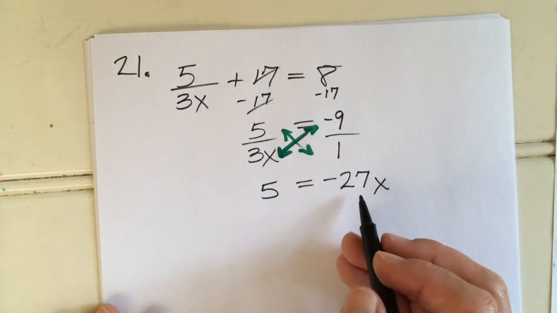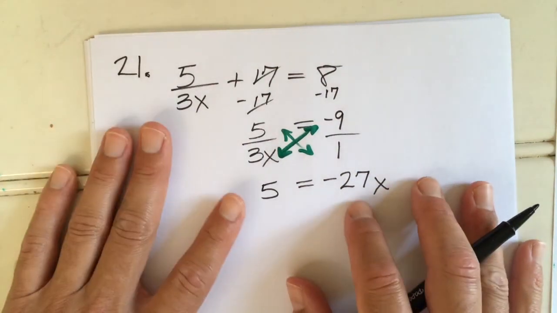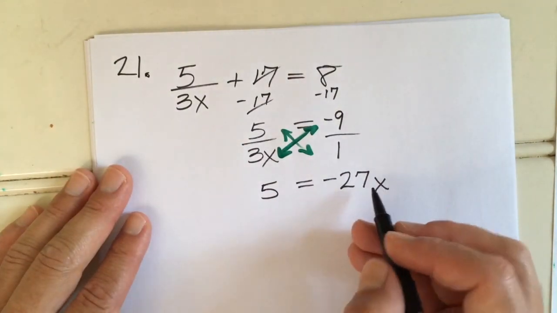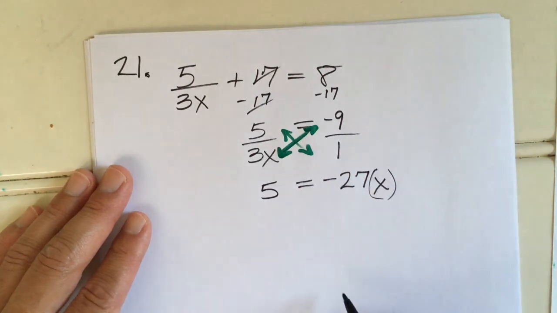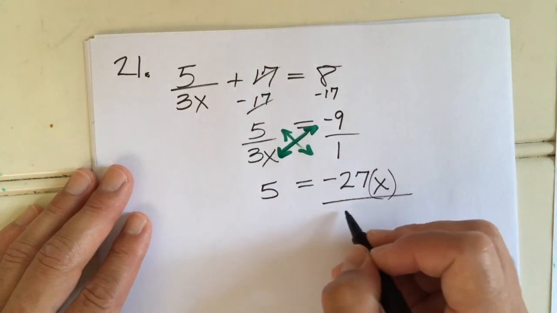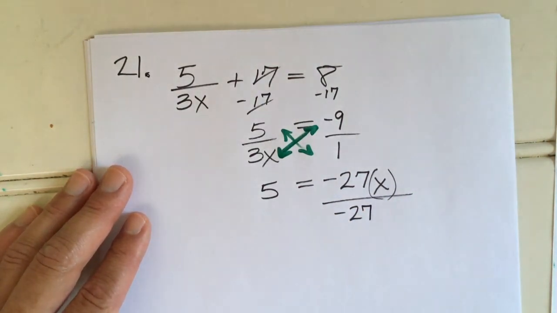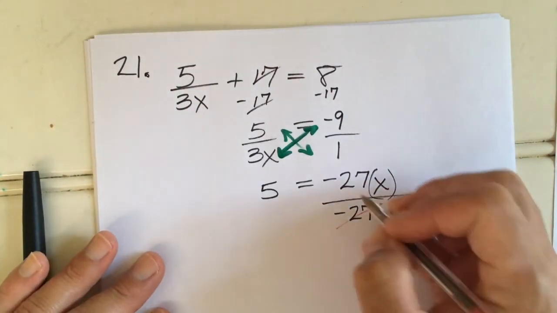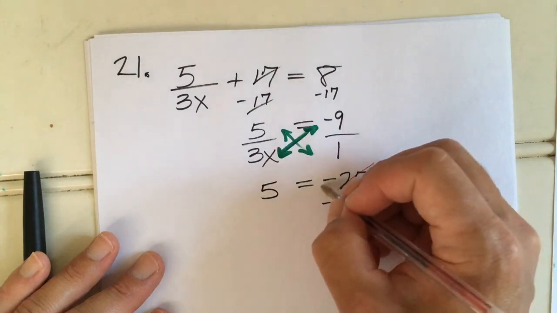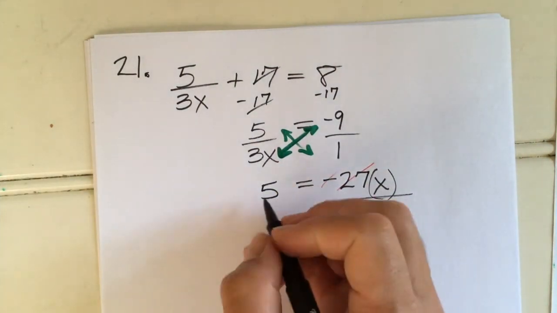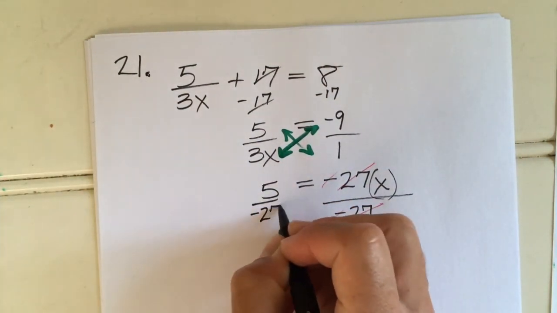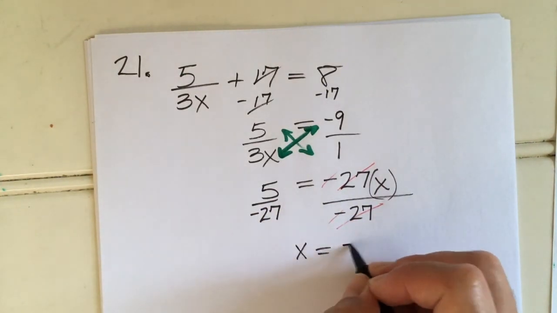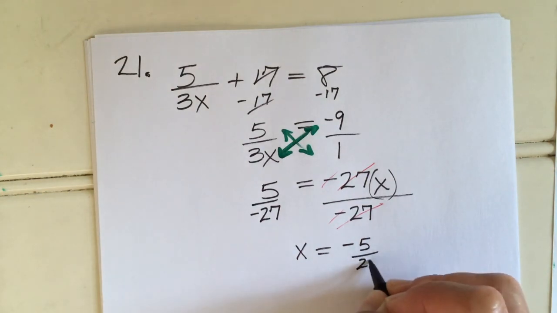We're then going to divide both sides by negative 27 because our variable is now off the bottom, but we've got to get it alone, right? So this is being multiplied, negative 27 times x. So to get rid of that negative 27, I'm going to divide by negative 27. So then I can cancel here and the negatives as well, and divide this side by negative 27. So my answer there is x equals negative 5 over 27.